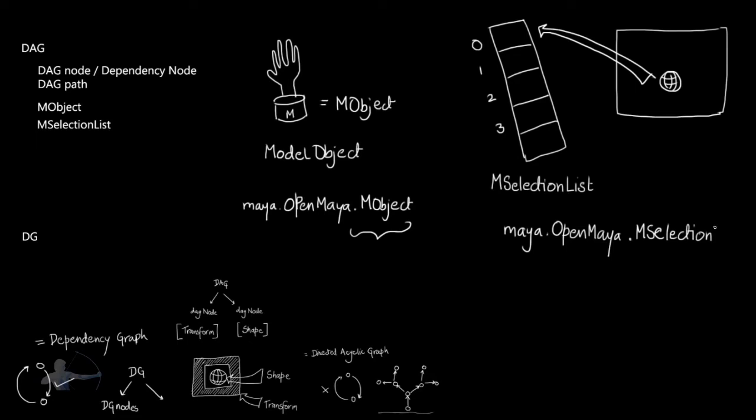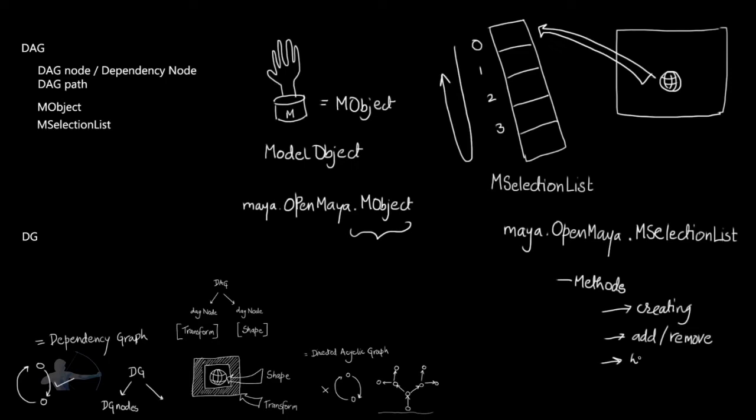mSelectionList is a class that provides us the methods of creating a selection list, adding objects inside the selection list, removing objects from the selection list, and walking through the selection list. So we can walk through the complete selection list. Plus, it also provides various very useful methods which we will use in the later example.